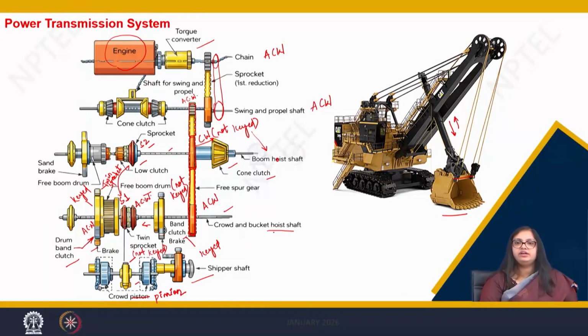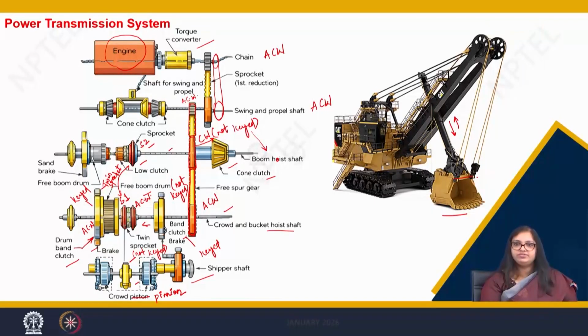For this crowd and bucket hoist shaft, when it is rotating in anti-clockwise direction, there is a drum band clutch and then there is a free boom drum. When this drum band clutch is engaged with this free boom drum, the rope that moves over this pulley and is attached to one end of this bucket helps in the rising of the bucket. Now, the bucket has moved up, it has been hoisted.